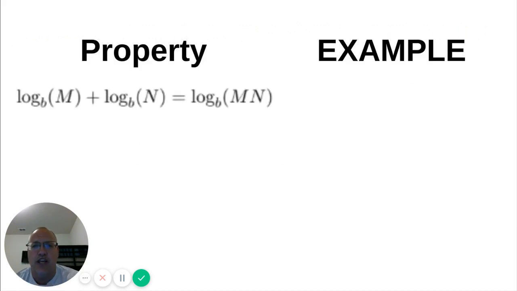Here's my property for products of logs. Log base b of a number m plus log base b of a number n is equal to the log base b of the product m times n. Let's look at this one: the log base 5 of 12. That's how you would say it. You say log, then base, whatever that number is, and then you say of, and then whatever number you see there.